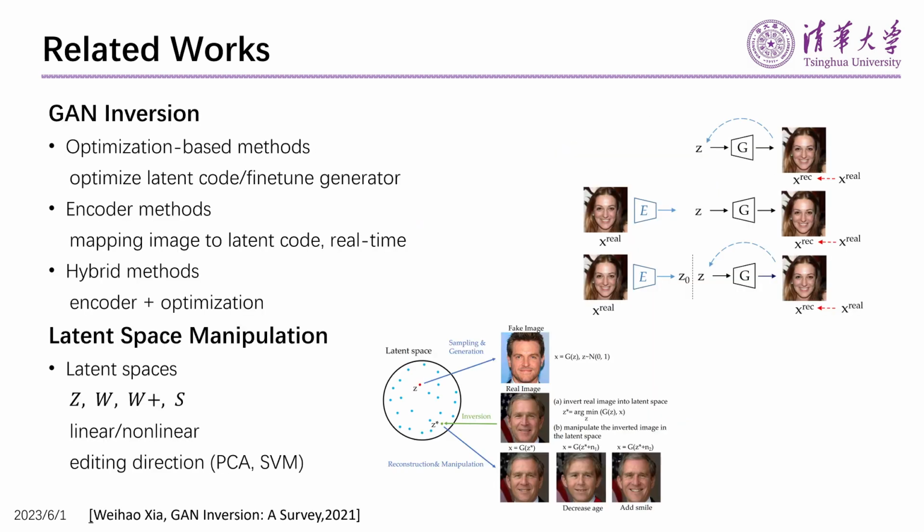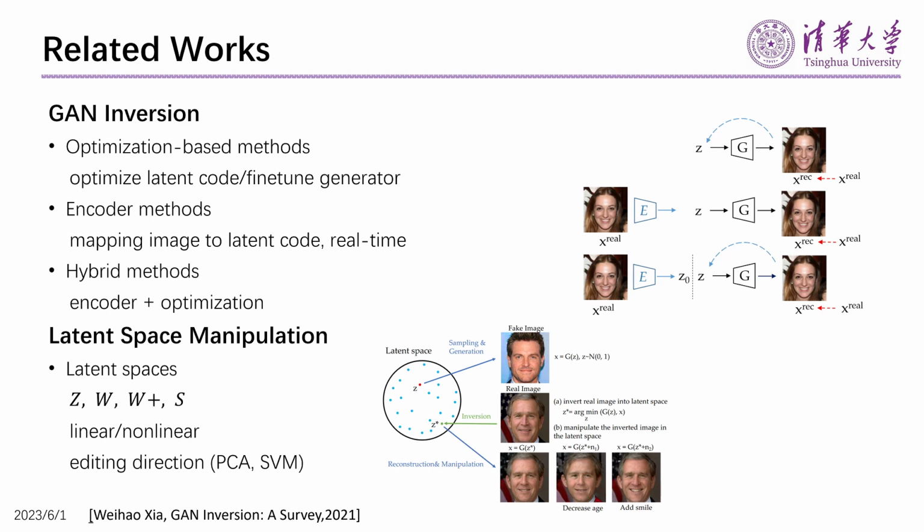GAN inversion is a reverse process that finds out the latent code of an input image. This latent code can be used to reconstruct the input image through the generator. Existing GAN inversion methods can be grouped into three categories: optimization-based, encoder-based, and hybrid of both.